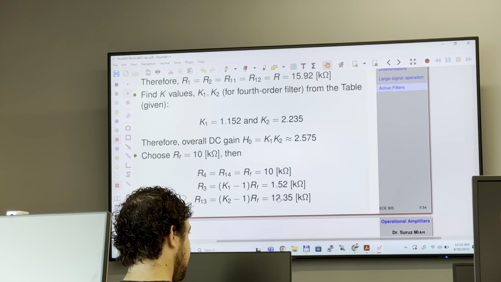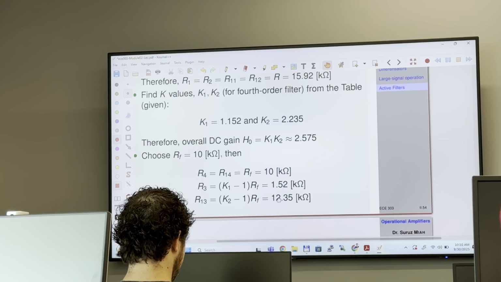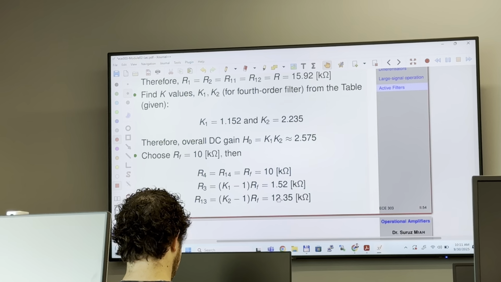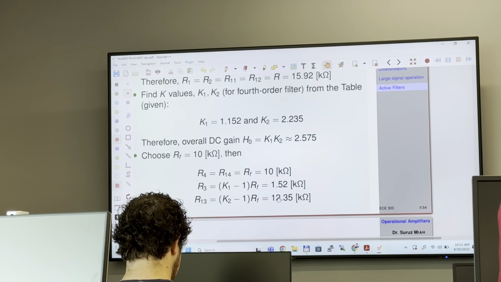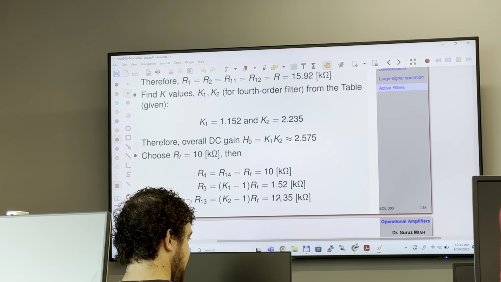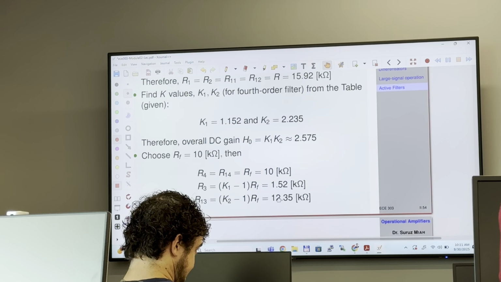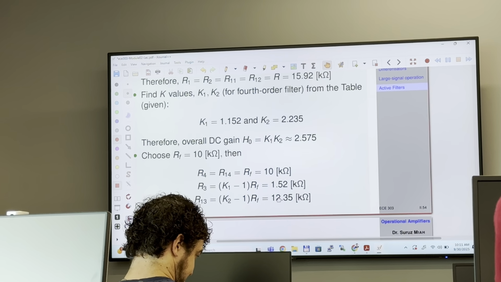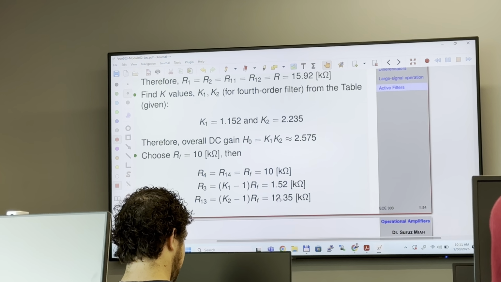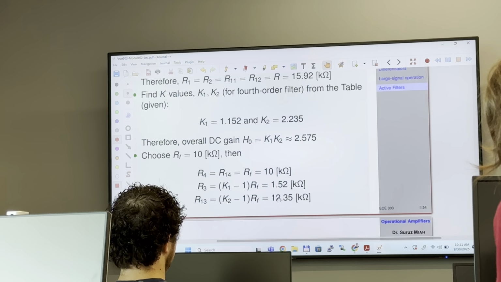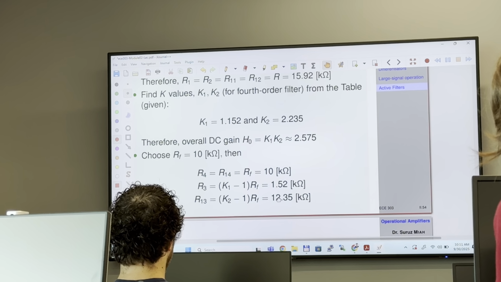Finally you get all the values. So we found all the resistance values and all the capacitance values. And these values will make that active low pass filter with a cutoff frequency of 100 Hz, which means this active filter will be able to pass all the signals of frequency less than 100 Hz, and get rid of all the signals of frequency more than 100 Hz. Okay, clear, guys?